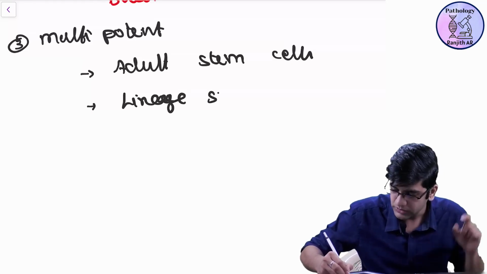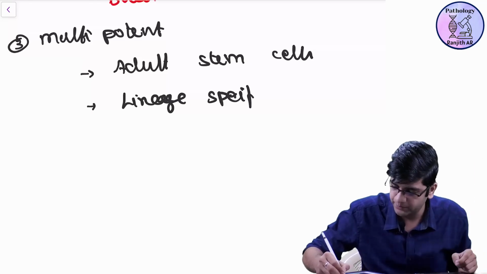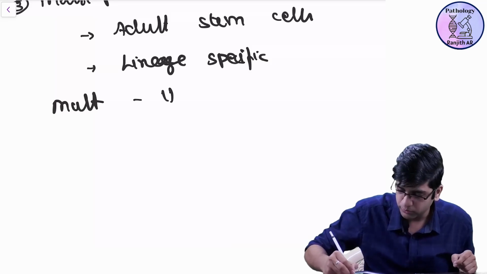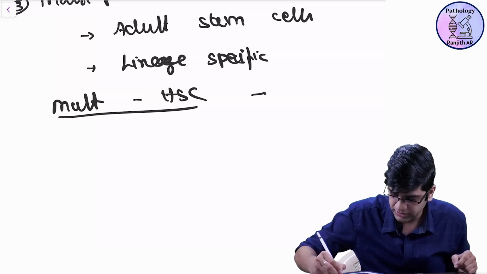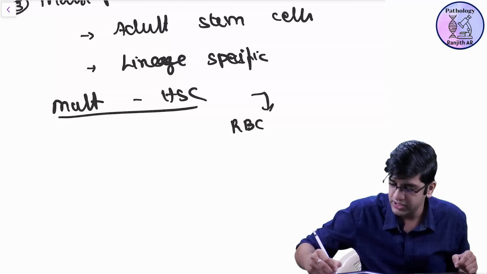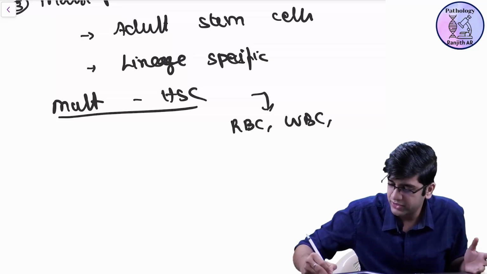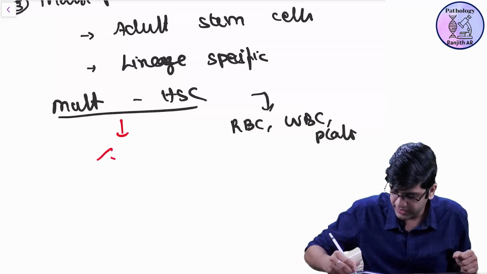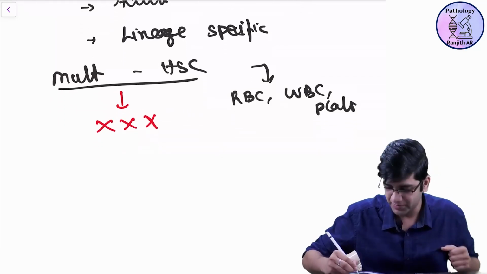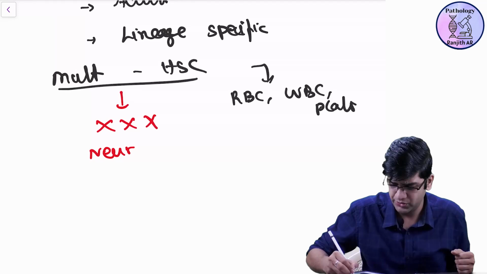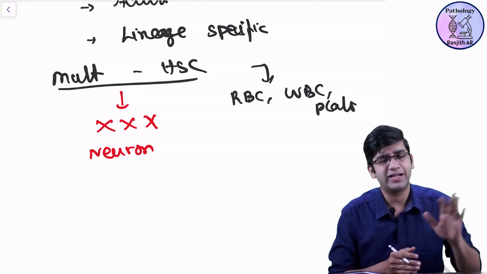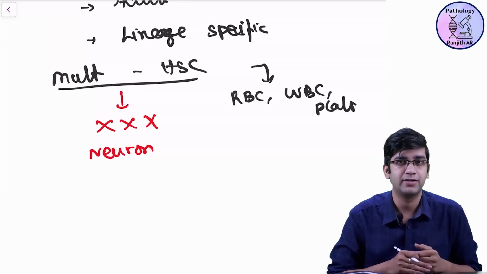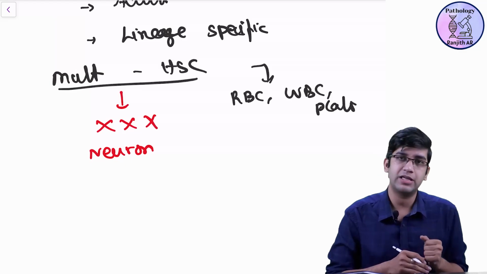Okay? Which means it can form only one lineage. What I mean by that is, if it's a multipotent hematopoietic stem cell, HSC is hematopoietic stem cell, they can form RBC, WBC and platelets to the max. But they can never ever think of forming a neuron. Not only neuron, anything which is not blood, they can't form. That's multipotency. You can form one thing, that's all. Nothing more than that.